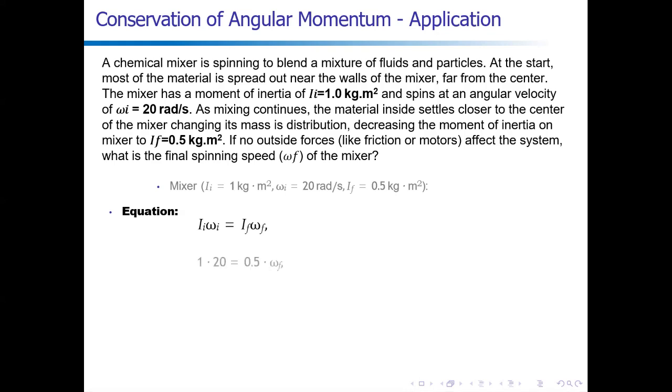Substituting in these numbers, we get 1 multiplied by 20 is equal to 0.5 multiplied by the final angular velocity. Solving this, we find that the final angular velocity is 40 rad/s. The key idea here is that the mixer spins faster as the mass moves inward, because angular momentum must stay the same. This is like how a figure skater spins faster when pulling in their arms and legs.